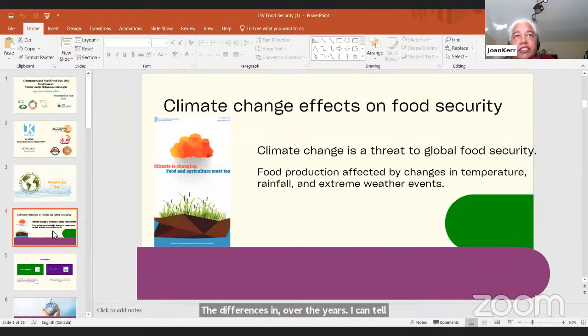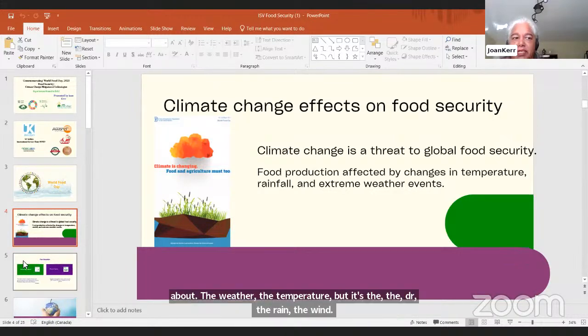I can tell you for myself, and I'll highlight it later, having a home garden and then the farm was a huge difference, and how climate actually affected some of the major decisions we had to make when producing food. So the climate changes are not just about the weather and the temperature, but it's the droughts, the rain, the wind, and all that affects planting.